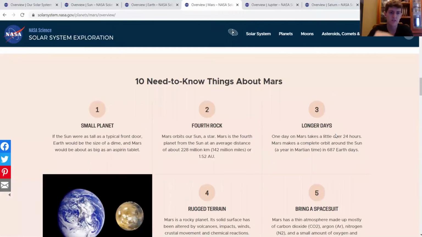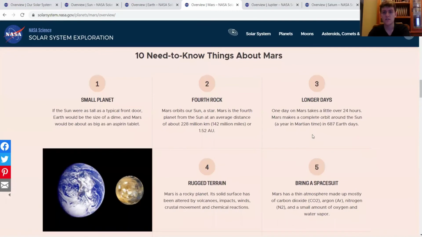So here are some facts about Mars that we should know. If the sun was as small as a typical front door, Earth would be the size of a dime, and Mars would be as big as an aspirin tablet. Wow, so that's really another perspective. Mars orbits our sun, a star. Mars is the 4th planet from the sun at an average distance of about 228 million kilometers, or 142 million miles, that's in our units, or 1.52 AU. 1 day on Mars takes a little over 24 hours, and Mars makes a complete orbit around the sun, a year in Martian time, in 687 Earth days.